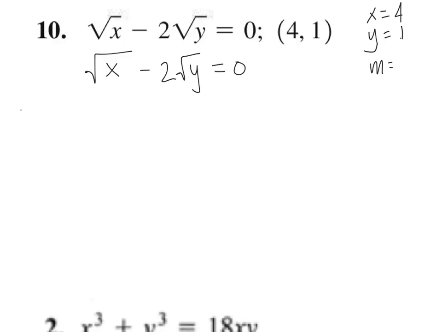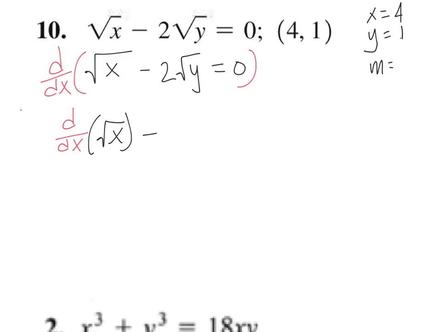So I'm going to take my derivative with respect to x here. I'm going to do that to each term. I'm going to write d dx of the square root of x minus d dx of 2 times the square root of y, and that's equal to d dx of 0.